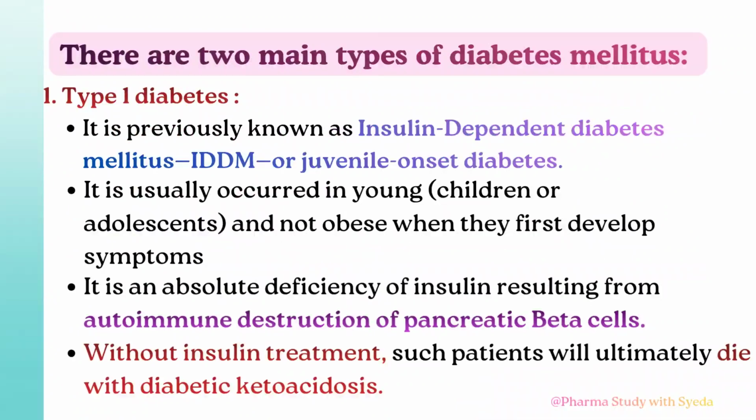There are two main types of diabetes mellitus. Type 1 diabetes mellitus was previously known as insulin-dependent diabetes mellitus, or juvenile-onset diabetes. It usually occurs in children or adolescents, and patients are often not obese at the time symptoms first appear. Type 1 diabetes is caused by an absolute deficiency of insulin due to autoimmune destruction of the pancreatic beta cells. As a result, the body cannot produce insulin. Without insulin treatment, these patients can develop diabetic ketoacidosis, a life-threatening condition, and may ultimately die if not treated promptly.